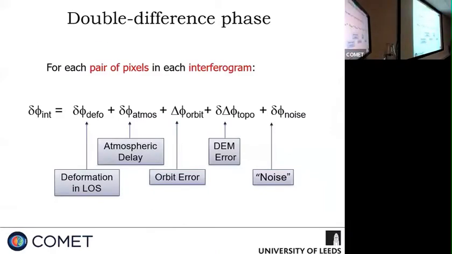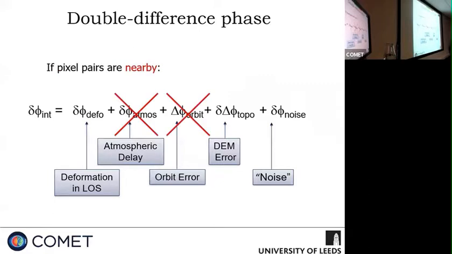For this type of PS method, for each pair of pixels in the interferogram, we're looking at the difference between pixels within the interferogram. If pixels are close by, the atmosphere and the orbit almost cancel out. If I have a pixel here, and I move slightly over here, I expect the atmospheric error and the orbit error to be almost the same. So if you difference two close-by pixels, the atmosphere and the orbit error cancel out. That's pretty much the assumption that this method works on.